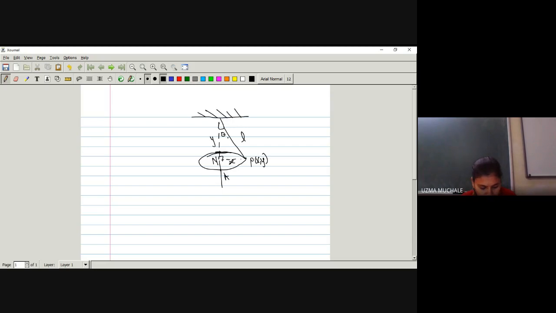Inextensible, a weightless string of length L. Let P be the position of the particle at any point, because these two coordinates x and y will describe the position of the particle at any point, but they are related by the equation x square plus y square is equal to L square. Pythagoras theorem, no? For this triangle I can take Pythagoras theorem: x square plus y square is equal to L square.